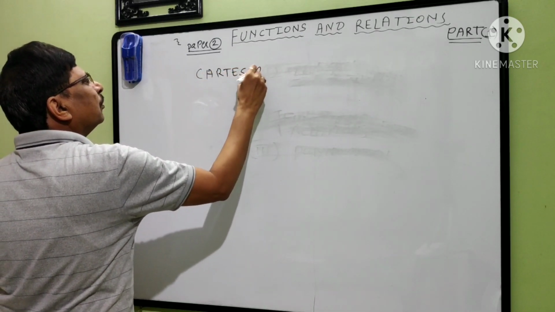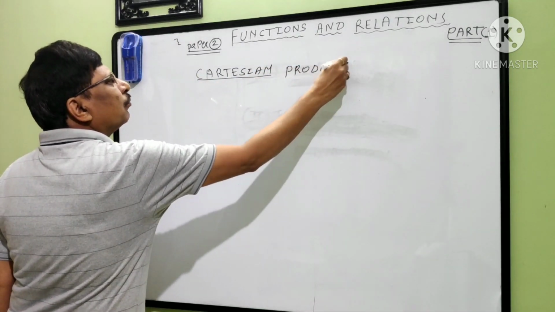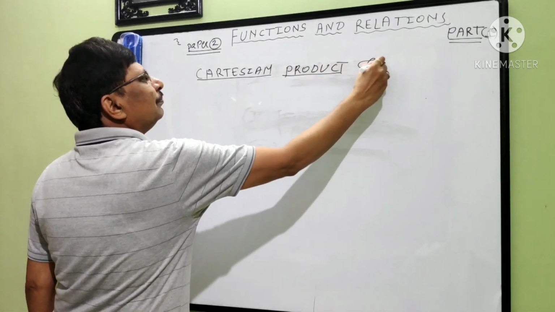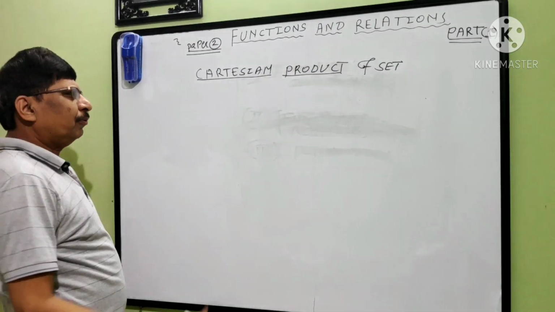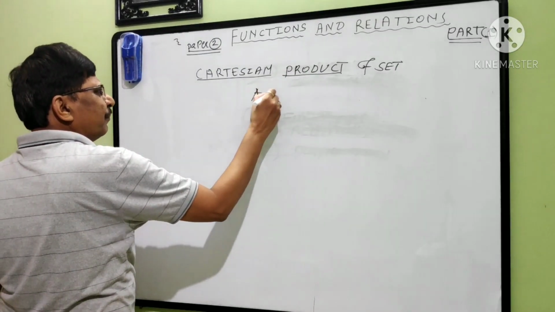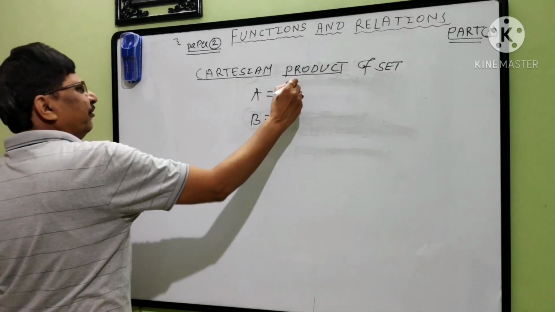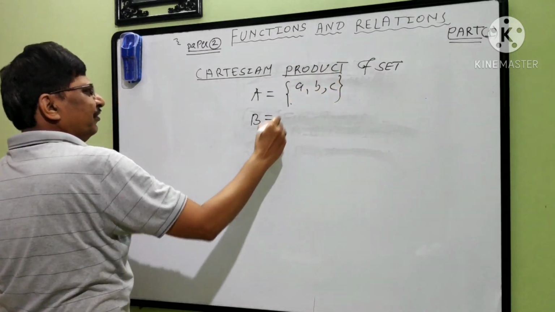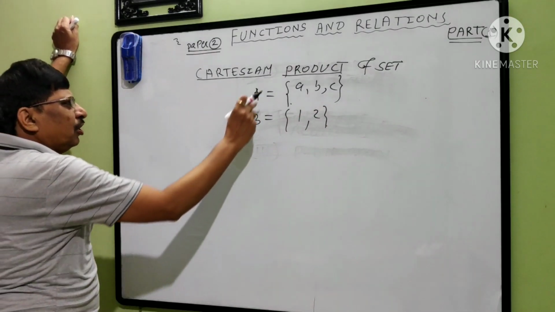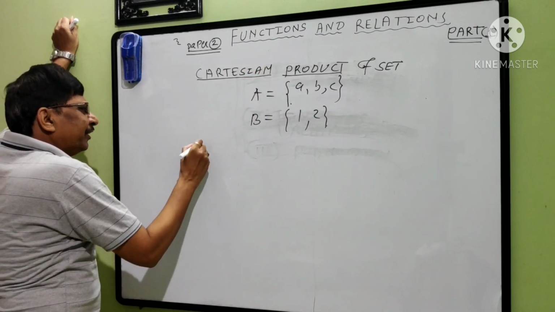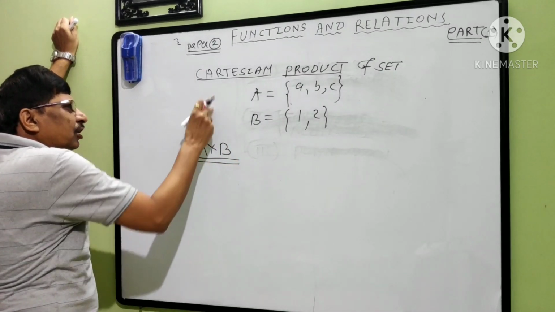Cartesian product of 2 sets. Product of sets. Now see, suppose A and B are any 2 non-empty sets. Suppose A is {a, b, c} and B is {1, 2}. These are 2 sets. Then the Cartesian product of A and B is denoted by A cross B. This is not a vector. This is a Cartesian product of 2 sets.